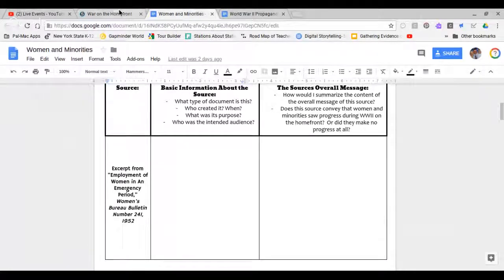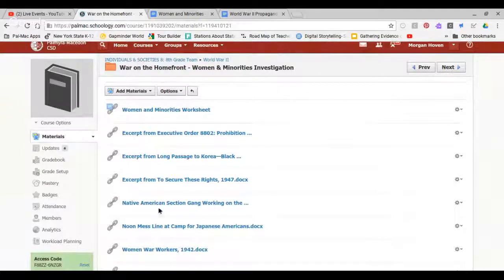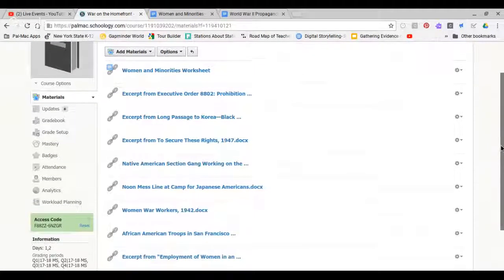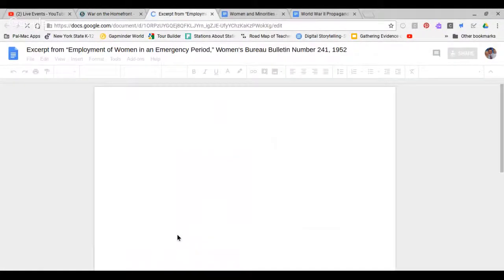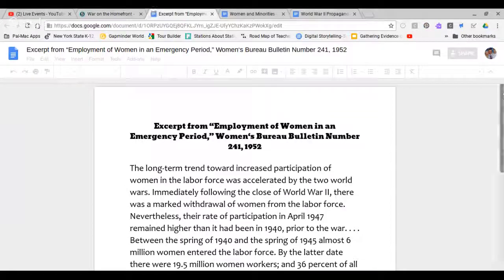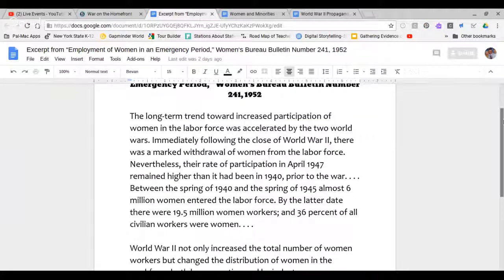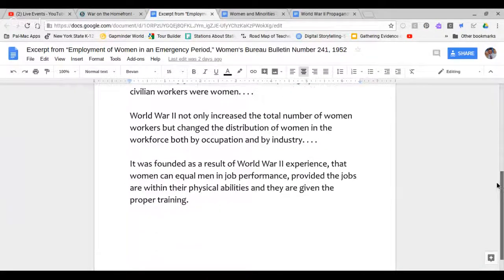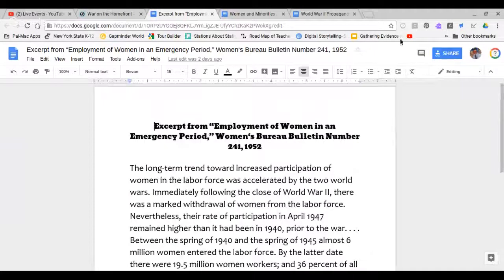So I'm going to go back and look for it. Excerpt from, women, right here, employment of women. They're not necessarily in order, just keep that in mind. So you click on it, you open it, and you read it. None of these are super long. The font's really big, so it makes it look longer. You're going to read it, and then you're going to answer the questions.